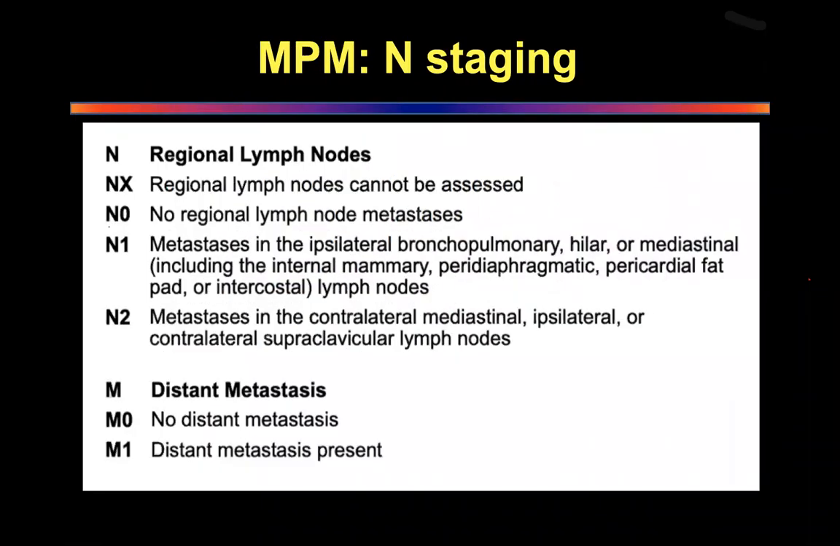Now, let's look at the N staging. The N staging is actually quite straightforward. There is nothing complicated about it. In the 7th edition, there was something called N3. That N3 has been taken away, and now it is either no nodes, or ipsilateral bronchopulmonary, hilar, mediastinal nodes, or metastasis into the contralateral or supraclavicular nodes. So N2 is contralateral or supraclavicular, N1 is any nodes, and N0 is no nodes. Very, very easy. So the N and M is easy to understand.